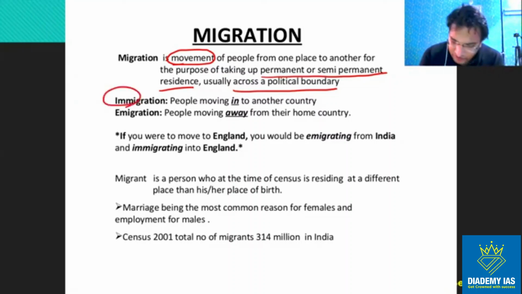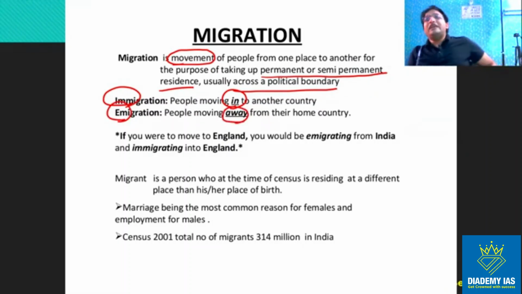Immigration. What is immigration? That is people moving in to another country, right? Moving in. So how many people are coming from outside India to settle into India? That is called immigration, right? Emigration, the people who are going away from their home country. So how many people are leaving India in search of a job, or maybe because of marriage, or because of study, right? So all those are the people who are emigrating. So an example has been given here. If you were to move to England, you will be emigrating from India and immigrating into England.